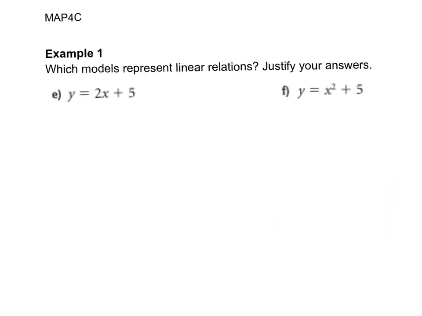From an equation, which model represents linear? Well, the whole point of linear is that it has a degree of 1, meaning there are no exponents in the equation. Which one of these has no exponents? Well, that would be this one. So therefore, E is linear, and F has an x squared in it, which means it's quadratic, or just not linear.